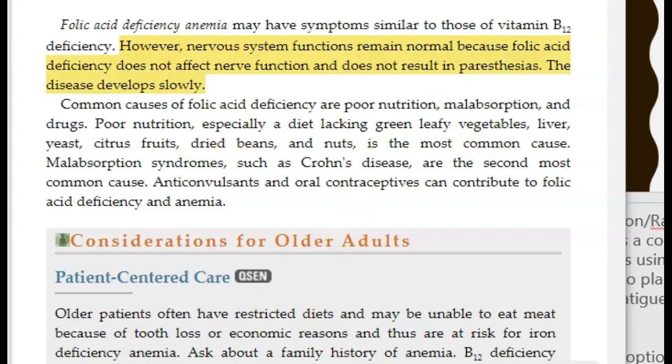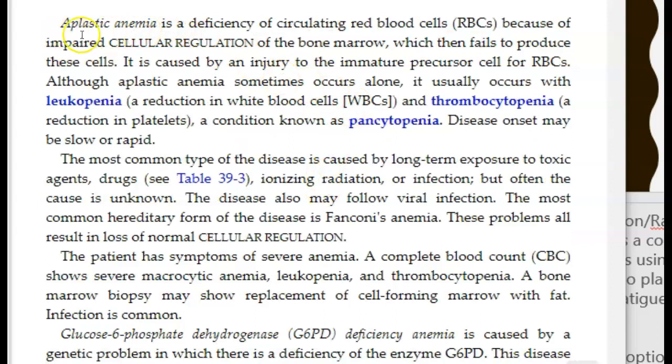I also highlighted the area that I wanted you to focus in on too. All of it is very important. In your book, it also talks about aplastic anemia. It's a deficiency of the circulating red blood cells. I want you to read this area. The most common type of disease is caused by long-term exposure to toxic agents, drugs, ionizing radiation, and/or infection. Okay, so read this area down here.